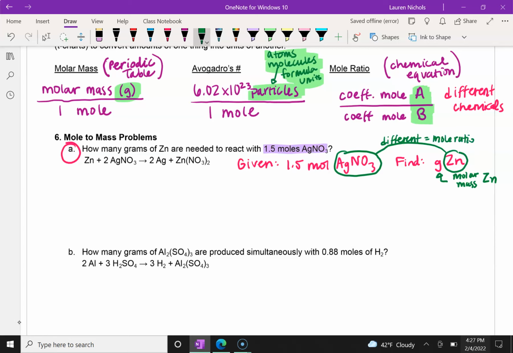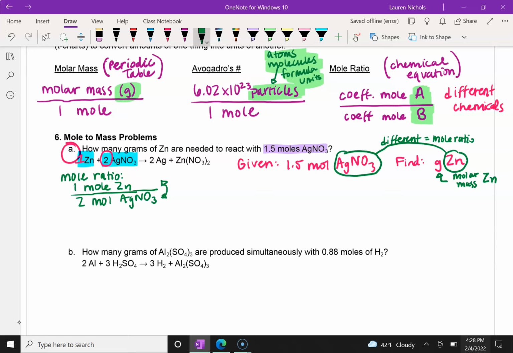So let's write out, what is my mole ratio for this problem? Our mole ratio, as our notes said from above, comes from our chemical equation, our coefficients. So we have zinc and silver nitrate. The coefficients are a 1 and a 2. So my mole ratio can be written as 1 mole of zinc over 2 moles of silver nitrate. And in our T-chart, we could flip them if we need to cancel out the units with the flipped version.